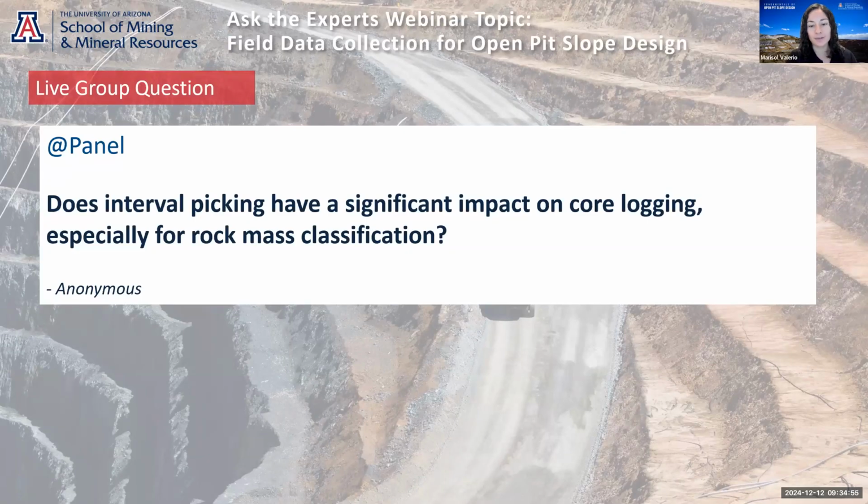And that's done so that changes in the rock mass can be visualized and characterized properly, rather than blending several different types and behaviors of rock into a very large interval that then becomes blurred and does not allow as much granularity when doing the designs. So those are my initial thoughts on that. Happy to hear what others have to say about it.